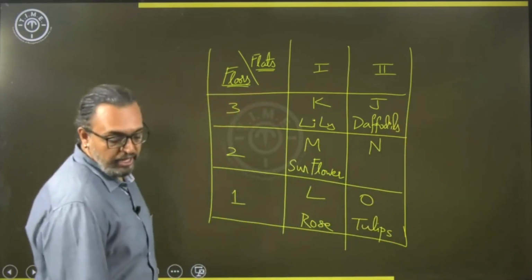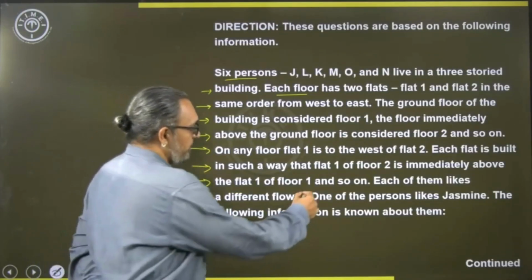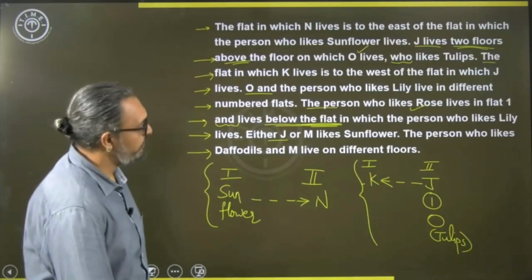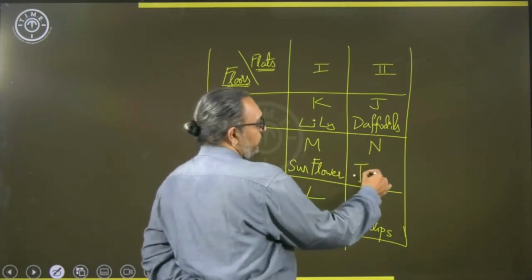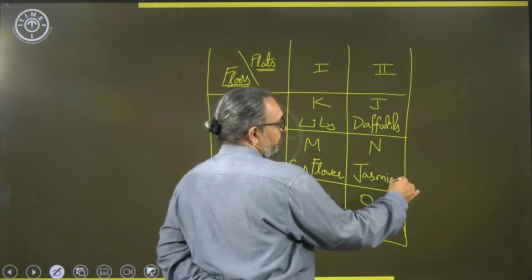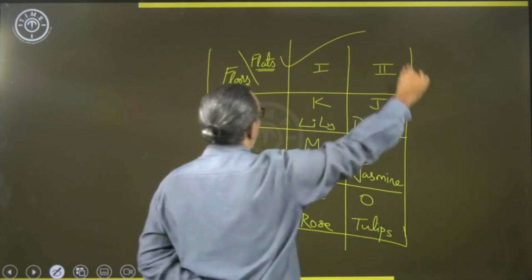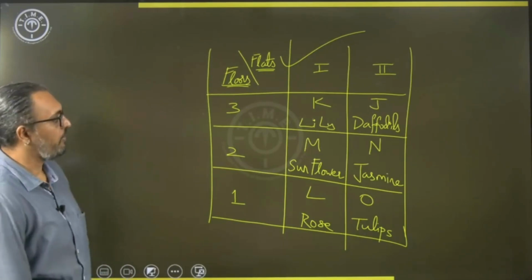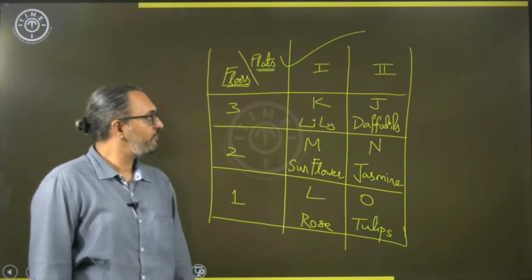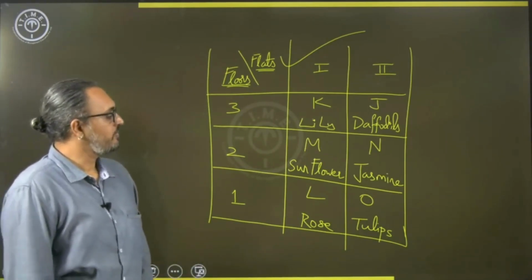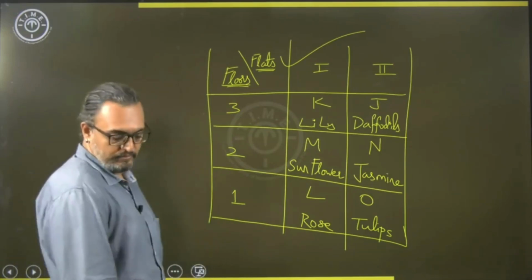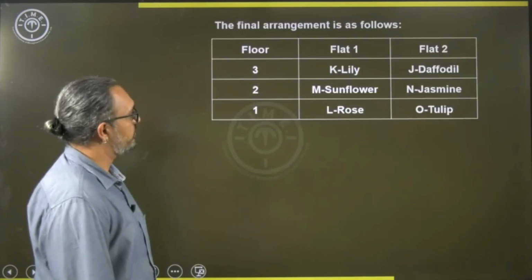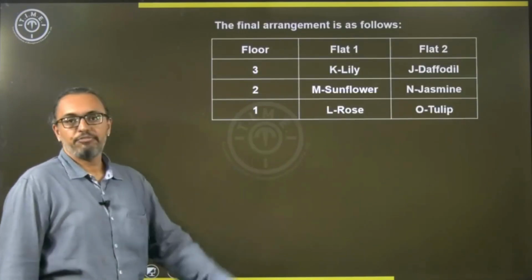And then in the beginning we had one information that said one of the persons likes Jasmine. So now the remaining person N, you can have Jasmine. So that way we can get our final arrangement. Yeah. So that is the final arrangement we get.